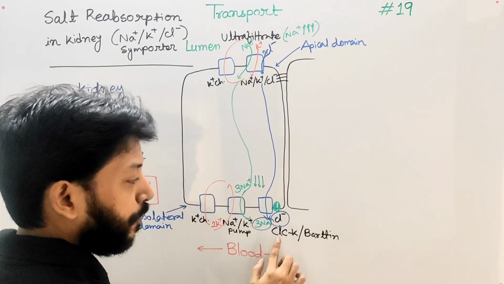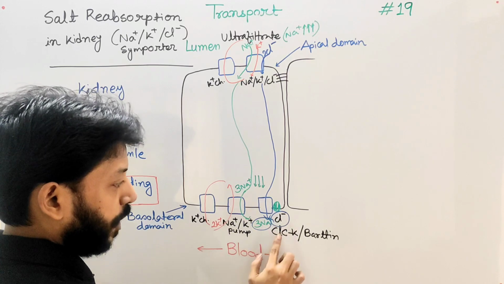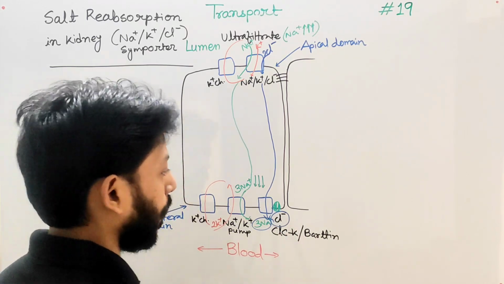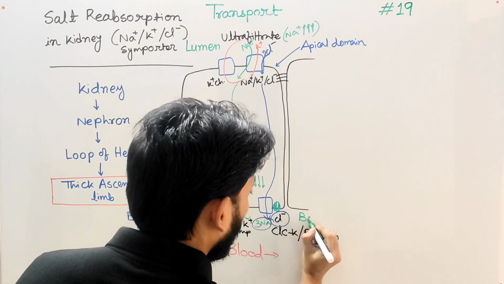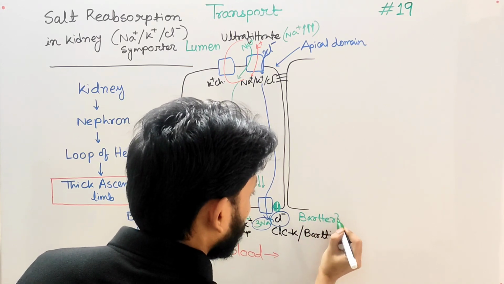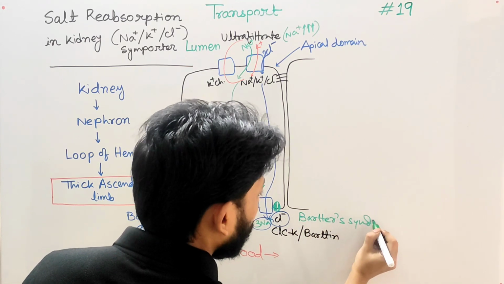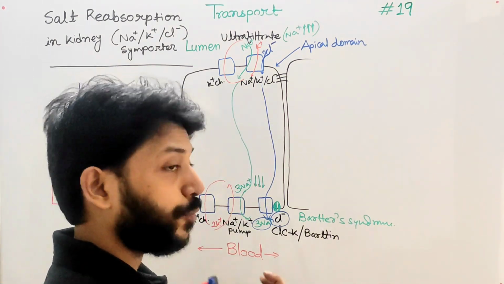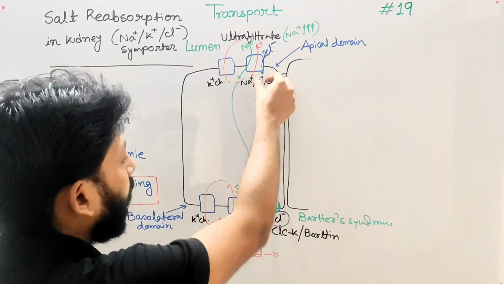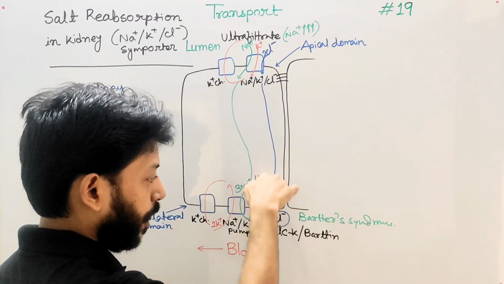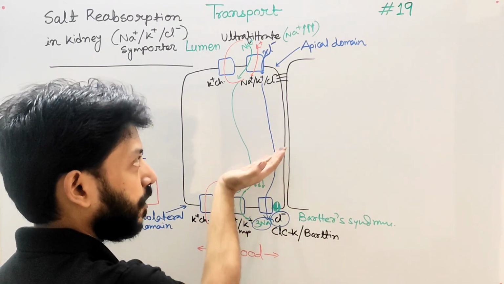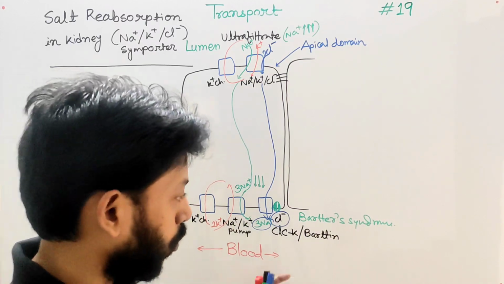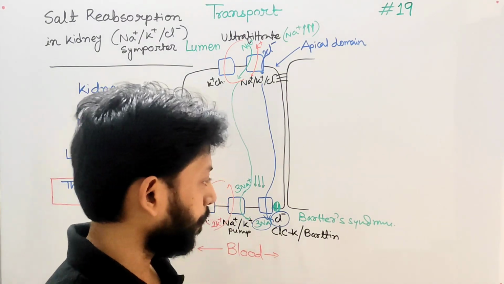Now if any mutation occurs in these chlorine channels or the Barttin subunit, a syndrome is created called Bartter syndrome. Remember this, Bartter syndrome. In this syndrome, chlorine is not reabsorbed properly. So chlorine ions will not move through this chlorine channel. So chlorine ions start to increase here. So less chlorine will be absorbed. So salt wasting occurs. Okay.